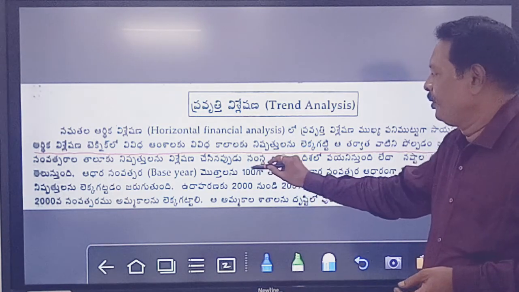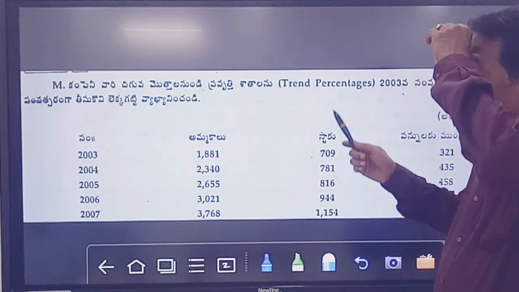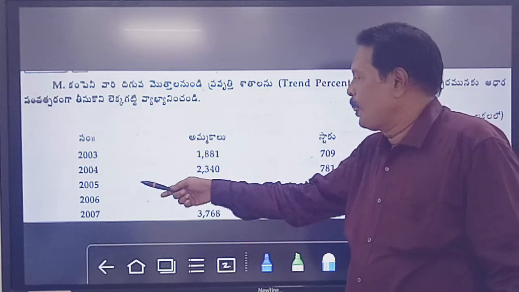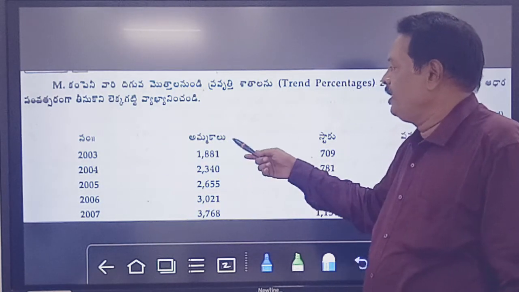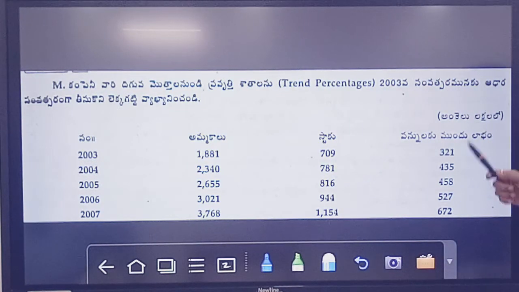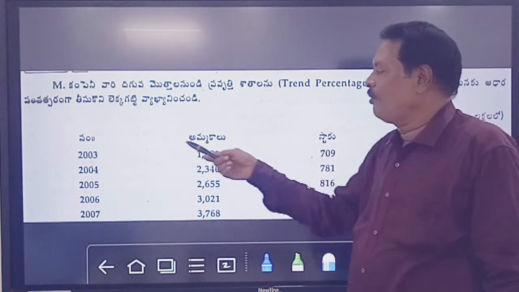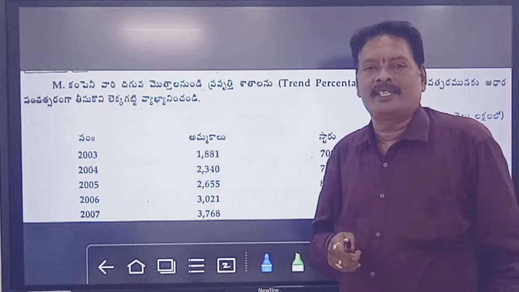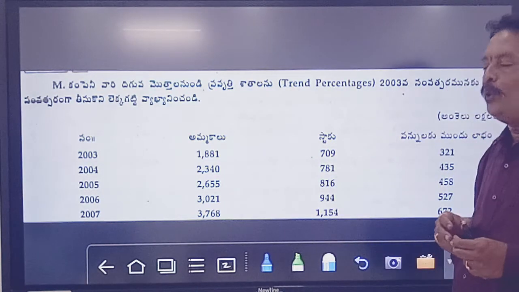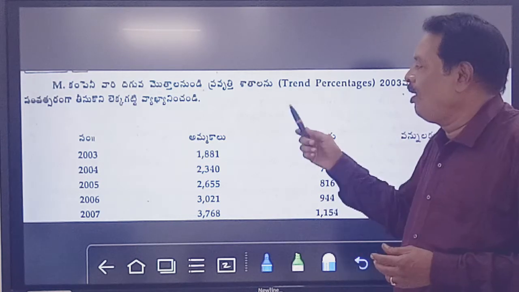Today we take one question paper. In this question paper, 5 years of information is given, particularly sales, stock and profit before tax. These three items have data available for 5 years. With this data, the student has to calculate percentages for all items.